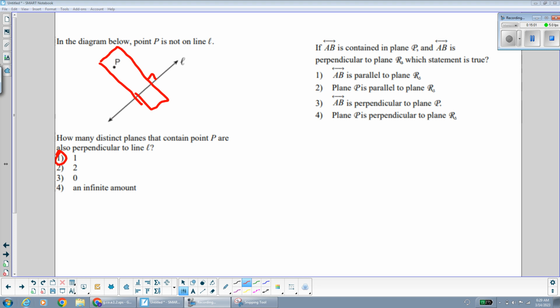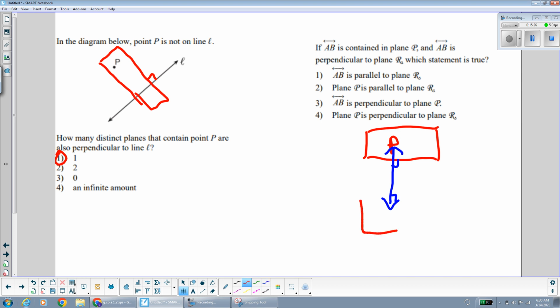For the next one, I'm going to draw a little picture. So we have two planes, plane P and plane R. It says that AB is contained in plane P, and it also says that it's perpendicular to plane R. So once again, I'm a horrible artist, but that means that planes P and R need to be parallel to each other because they are both perpendicular to the same line.